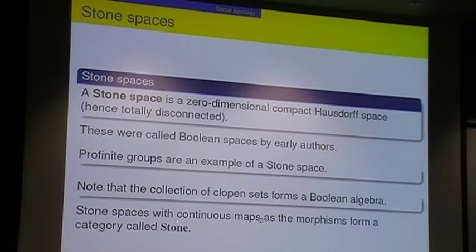Now, we're going to make a category out of these things. The objects are Stone spaces, and continuous maps in the good old topological sense will be the morphisms in this category called Stone.